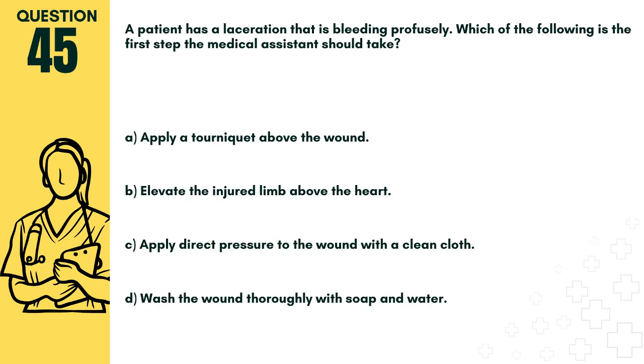Question 45. A patient has a laceration that is bleeding profusely. Which of the following is the first step the medical assistant should take? A. Apply a tourniquet above the wound. B. Elevate the injured limb above the heart. C. Apply direct pressure to the wound with a clean cloth. D. Wash the wound thoroughly with soap and water.